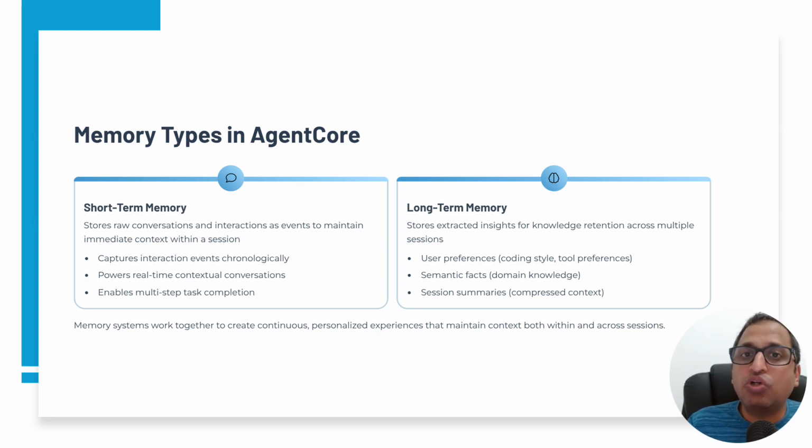So with short-term and long-term memory, the main intent is to help provide personalized, context-aware agents that remember your preferred coding style or some domain facts, or maybe summarize past sessions. Together, these enable the agent to deliver a very personalized experience because it maintains the context across sessions.